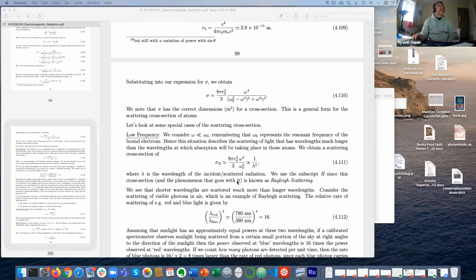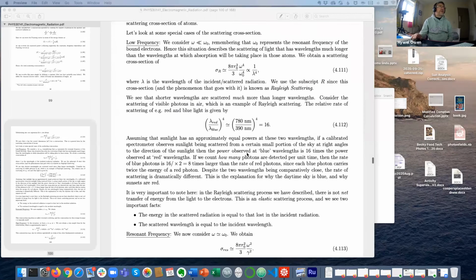The first one is the very low frequency regime, where we think of the electrons as being bound to atoms, and therefore they have some resonant frequency. When we're way below that resonant frequency, the cross-sectional area varies with frequency as frequency to the 4th. And that, of course, is what gives rise to Rayleigh scattering.